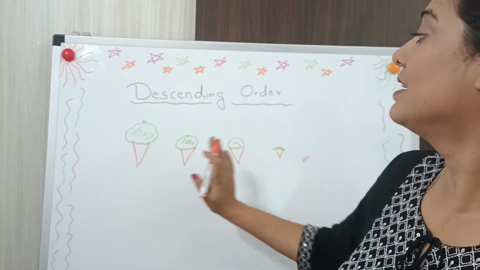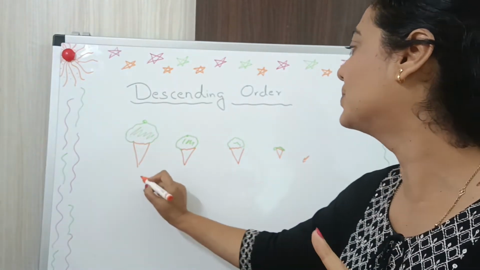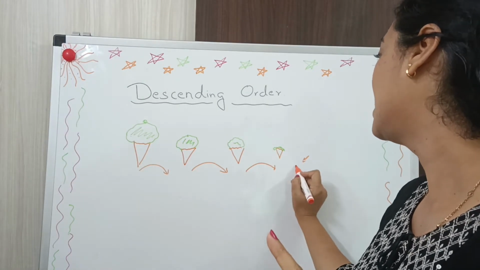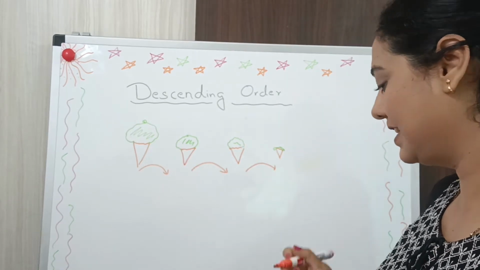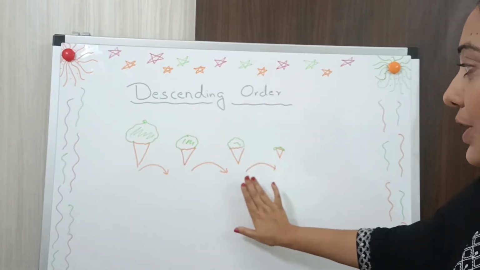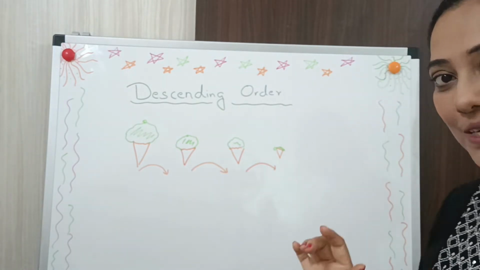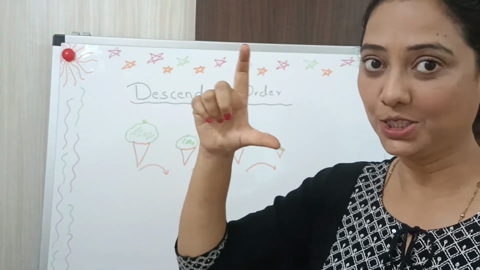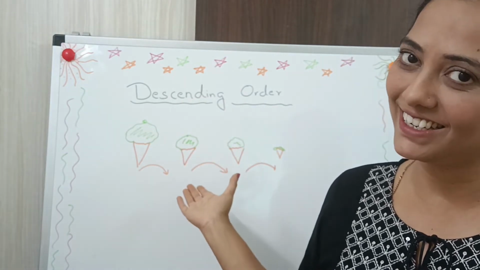So what will happen? Starting, you have a big ice cream. After eating, it reduces to this side, then reduces to this side, then this, and then it is small and then it will be finished. So this is called descending order, where we have the biggest thing first, which goes down to the smallest one. Now you got what descending order is, which is decreasing: first we have a bigger one, then it gets reduced to the smallest one. So it's called descending order.